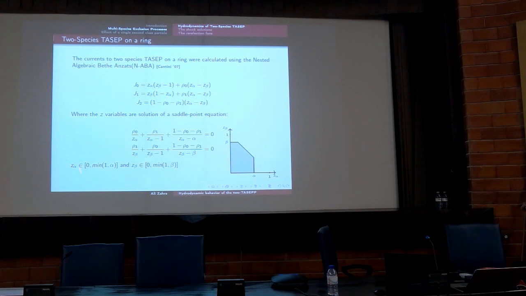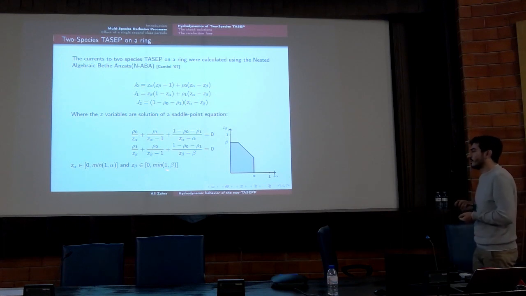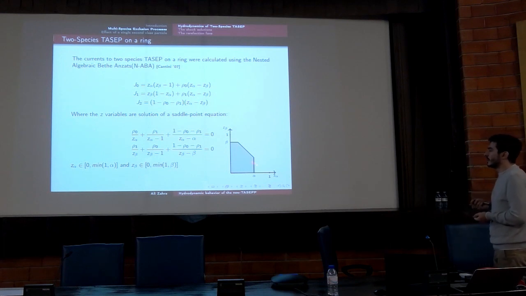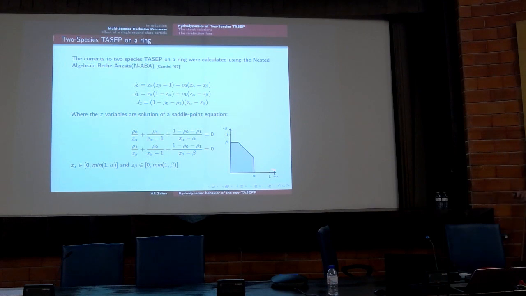But for the moment, they need to be taken within a domain. So this domain says that Z alpha has to be smaller than 1 and smaller than alpha, and Z beta has to be smaller than 1 and smaller than beta, and their sum has to be smaller than 1. So they belong to a domain of this form.